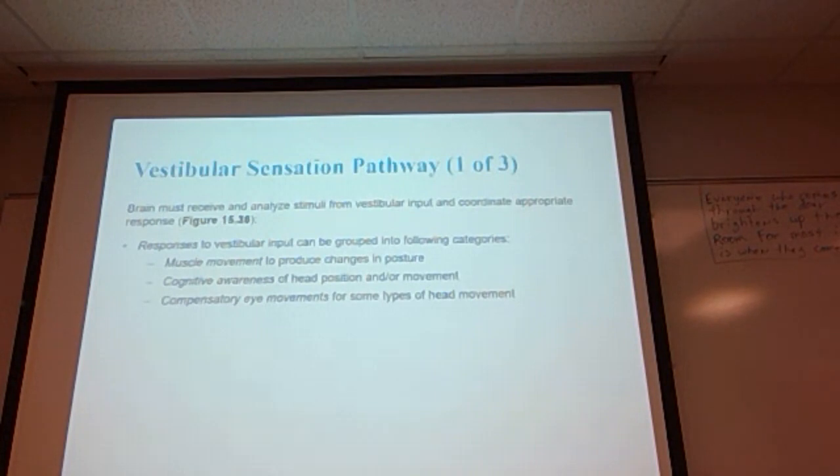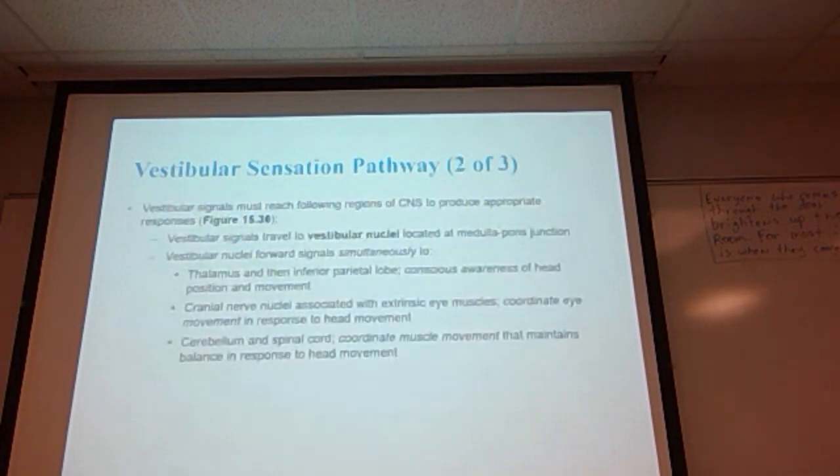Most people don't turn naturally. If you're looking at an object in front of you and you turn to the right, you're not still looking at that object in front of you unless you are manually trying to continue to look. The vestibular signals then reach the central nervous system to produce appropriate responses. The vestibular signals travel to the vestibular nuclei, which are located at the pons medulla junction in the base of the brain. Those signals must then simultaneously travel to the thalamus and then to the inferior parietal lobe.